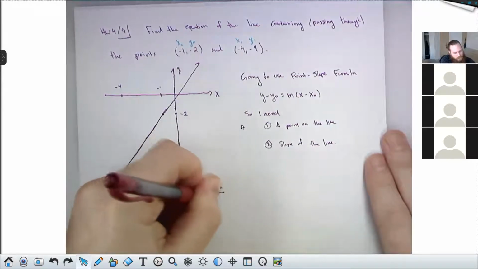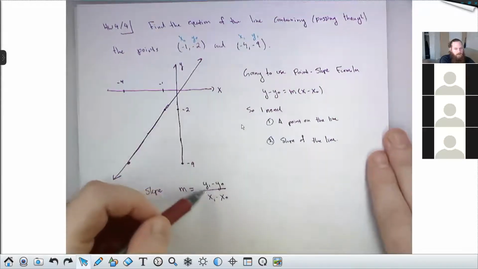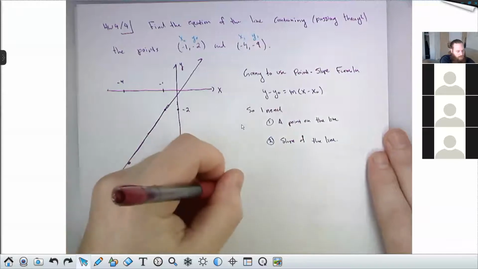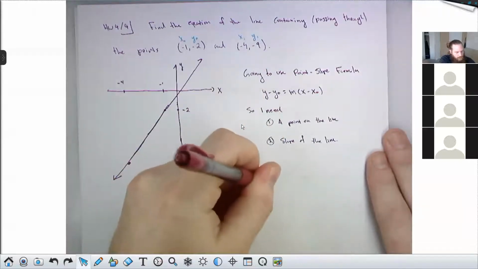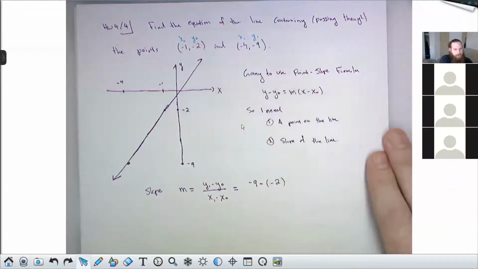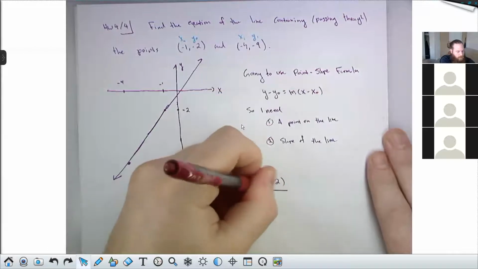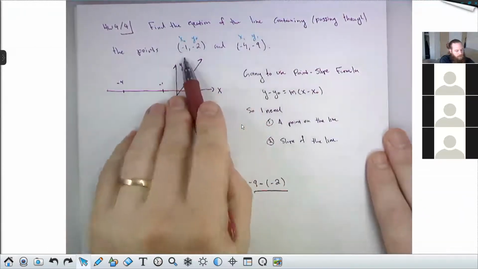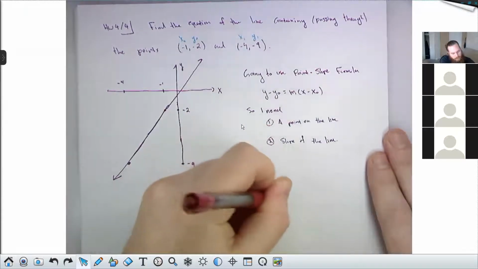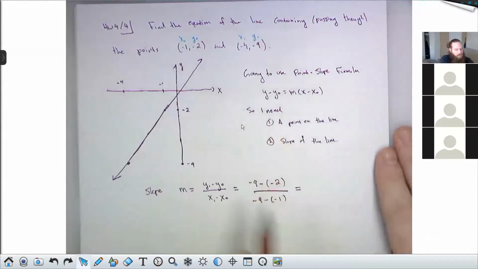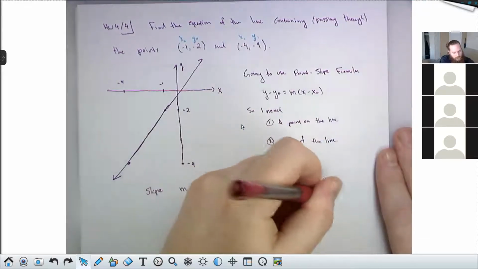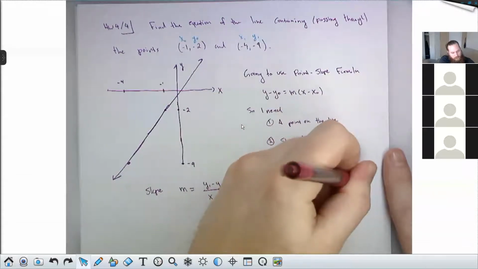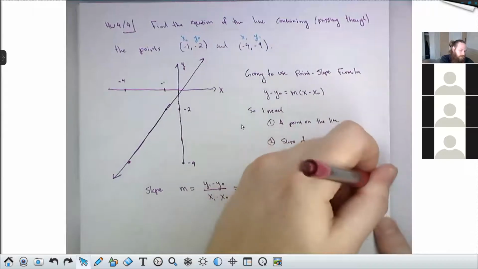y1 minus y0 over x1 minus x0, right? Rise, or a change in y values, over run, a change in x values. So it's going to be y1 minus y0, -9 minus -2, all divided by -4 minus -1. Now upstairs, -9 minus -2 is -9 plus 2. And similarly downstairs, that's -4 plus 1. So we get -7 divided by -3, or positive 7/3.